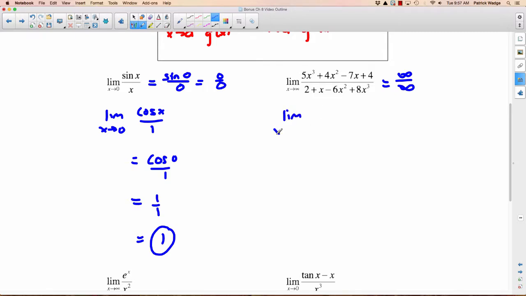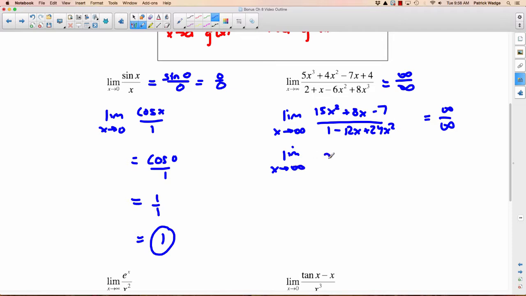So we'd have the limit as x approaches infinity, and we take the derivative. So we'd have 15x squared plus 8x minus 7 divided by 1 minus 12x plus 24x squared. And if you try substituting into there, you're going to get infinity over infinity again. So it's still indeterminate form. Let's use L'Hopital's rule again. So we have 30x plus 8 over negative 12 plus 48x. And if you tried that, you're going to get infinity over infinity again. You got to use L'Hopital's rule again.